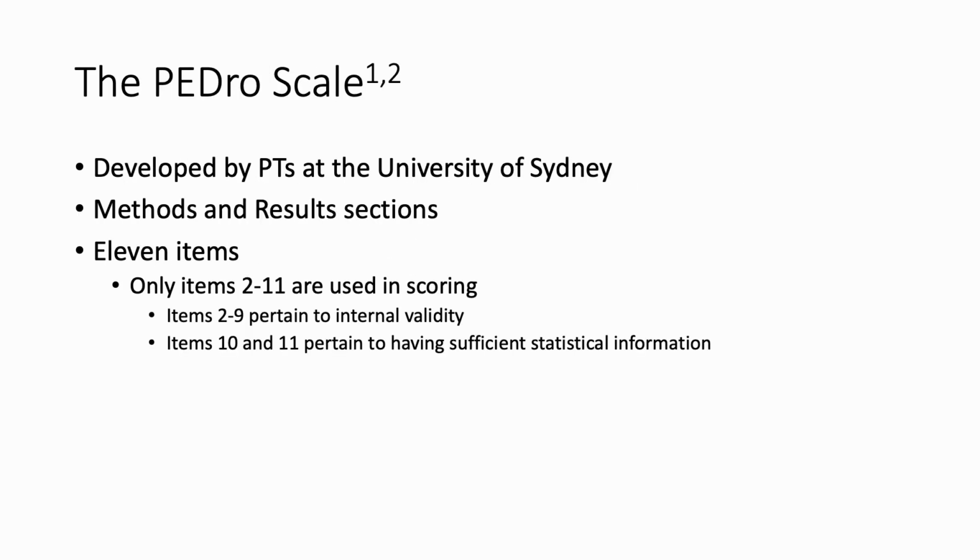The PEDro scale was developed more than 20 years ago by physical therapists, or as they refer to themselves, physiotherapists, at the University of Sydney. And everything you need to complete a PEDro is in the methods and results section. The methods and results sections are the most objective sections of the research article. You're stating exactly what you did and you're stating exactly what you found.